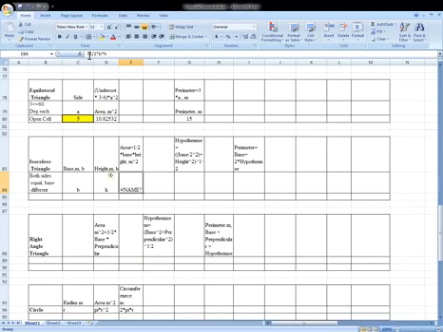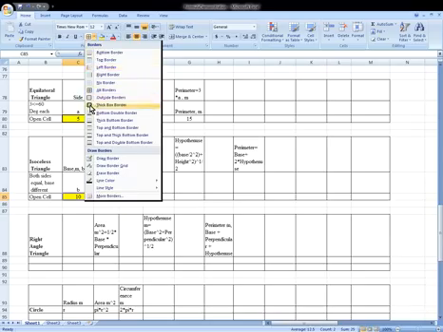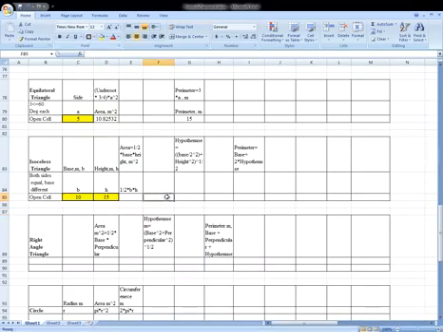I think something equal is wrong here. Half into base into height, so that's fine. Now let's take an example: base we can say 10, height we can say 15. So we have two dimensions. Now half into base into height, 1/2 into base into height, is 75 in this case.